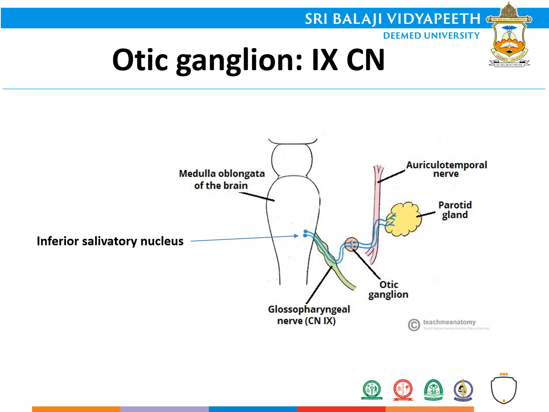Next, we have the otic ganglia. Now, here the preganglionic parasympathetic fibers emerge from the inferior salivatory nucleus. They pass through the ninth nerve, that is the glossopharyngeal nerve, and its branch, the lesser petrosal nerve, to reach the otic ganglia, where they relay. And from the otic ganglia, the postganglionic parasympathetic fibers pass through the auriculotemporal nerve, which is a branch of the mandibular nerve, to reach the parotid gland.